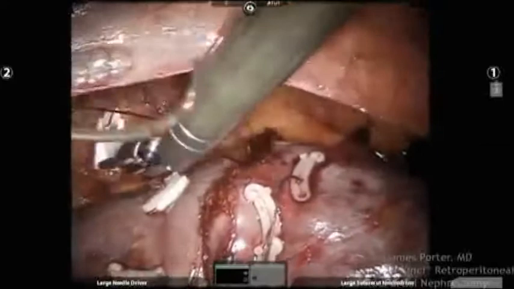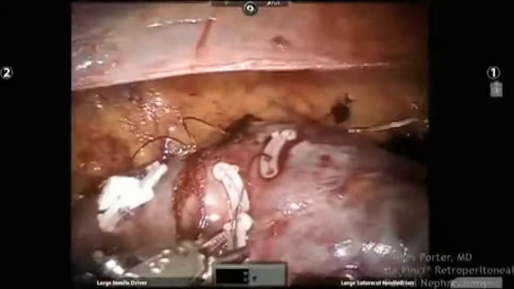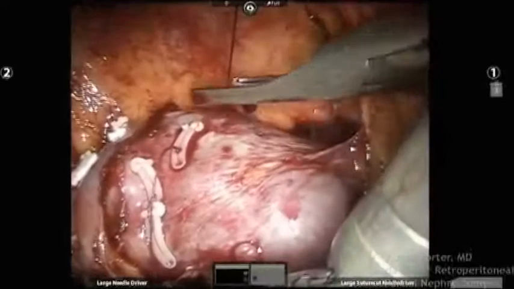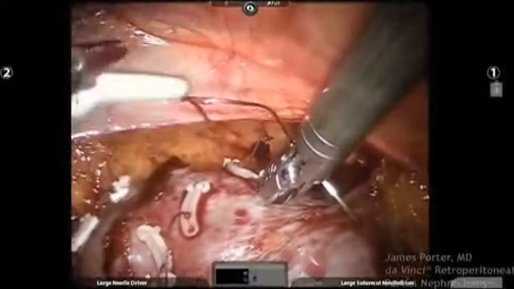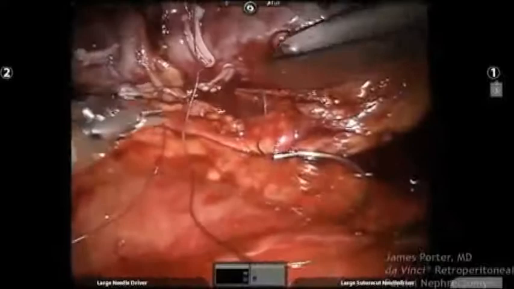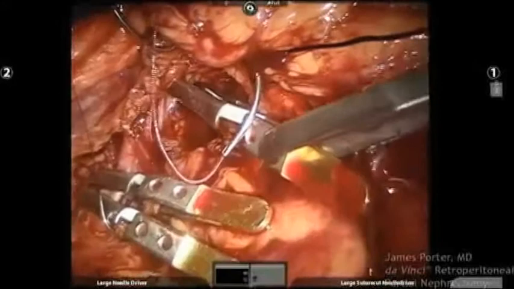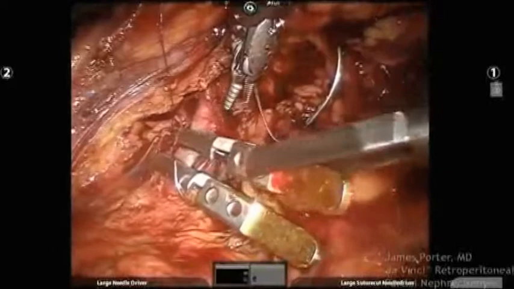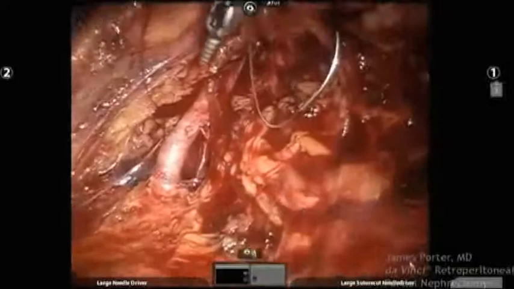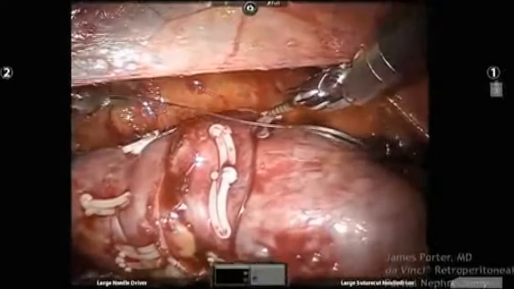What's our time, John? Okay. Yes. Okay. Bulldog remover. Bulldog remover. Vein first. This operation really illustrates the importance of the assistant. So nice and slow, Nance. So 15-minute warm ischemia time, really a wonderful demonstration of the technique. That's fantastic, Jim. Excellent.